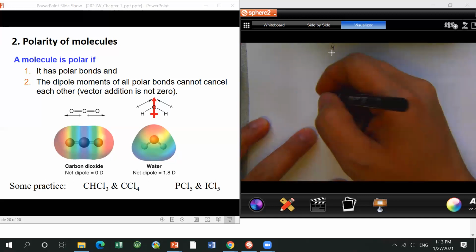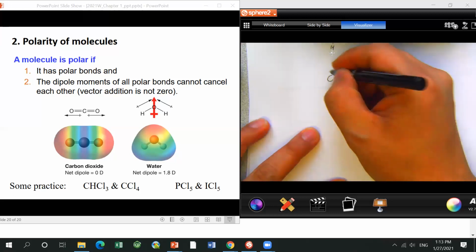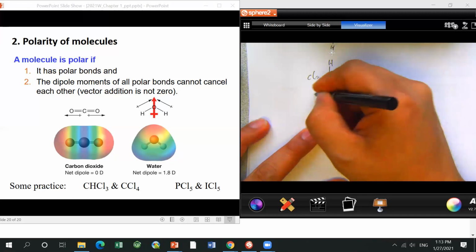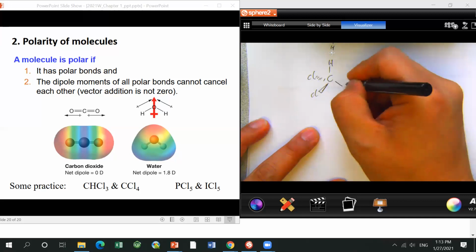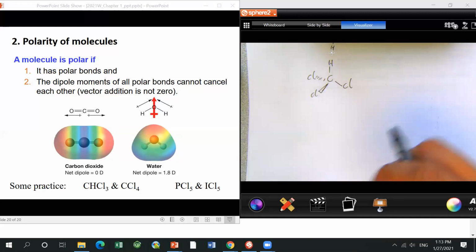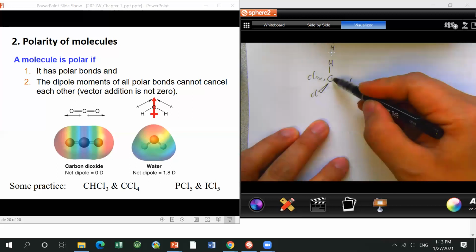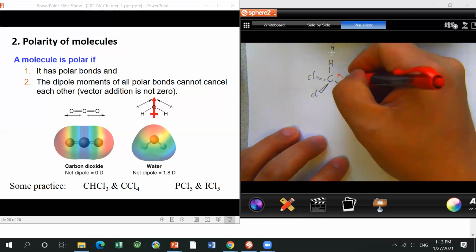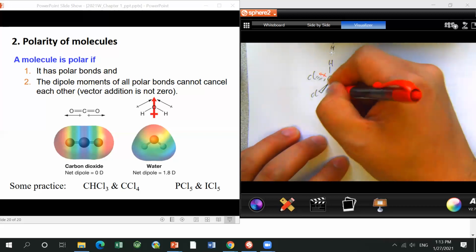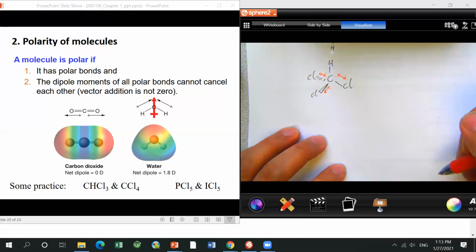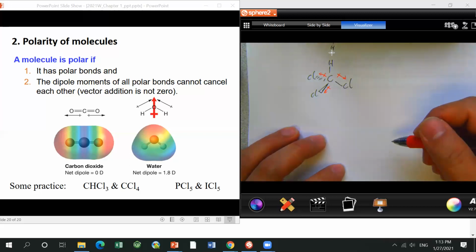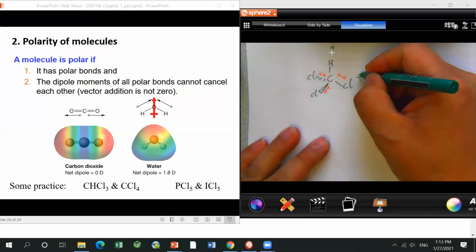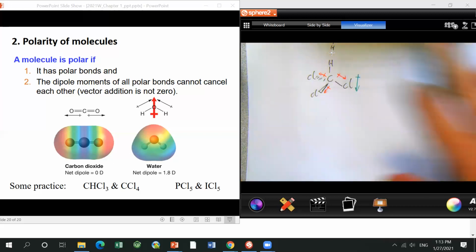To determine the polarity of a molecule, you have to draw the molecule in a three-dimensional way. I just ignore the lone pair electrons. The CH bond is nonpolar, don't worry about it. But for the CCl bonds, the dipole moments point like this, so they cannot cancel out each other. There's a net dipole moment for the whole molecule, pointing down, like this.